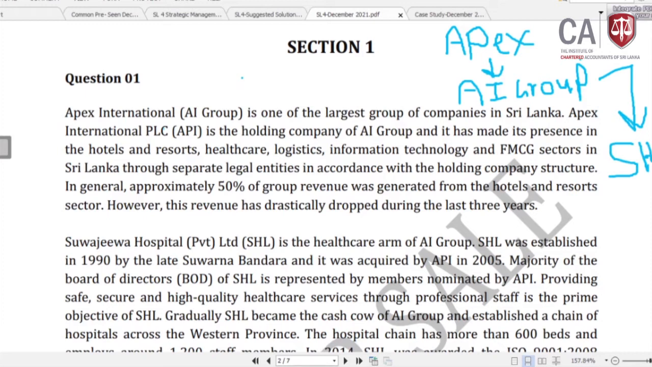So definitely Apex International should be interested in this, and the AI Group should be interested in this. Then the board of directors of SHL may be interested in this, right. So, from the nature of the structure itself, you can identify so many stakeholder parties.